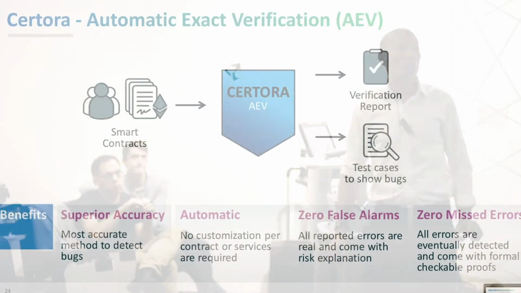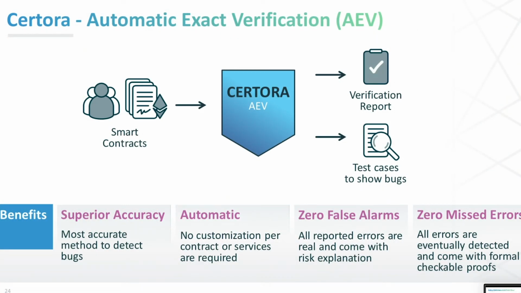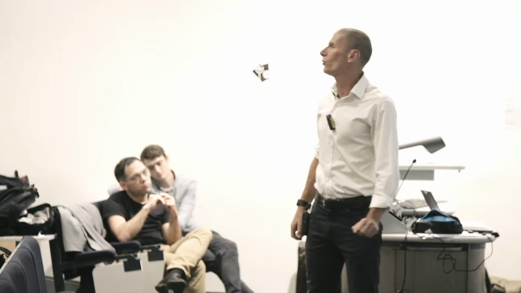OK, so how does it work? Basically we have some contract development environment. You write your smart contract, you write the properties that you want, and you feed it to our tool, which we call Certora-AEV. It's automatic exact verification. It gives you a verification report of the properties which hold, and it also gives you test cases which indicate the errors. So it will automatically identify, and I'll give you a demo, the input which leads to the error.